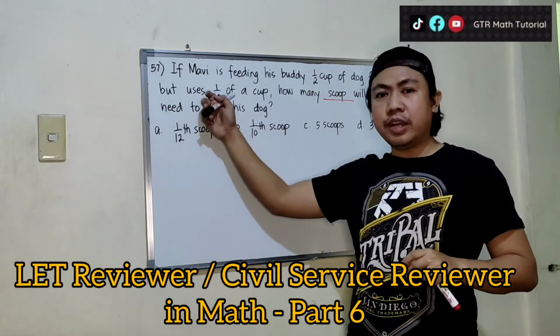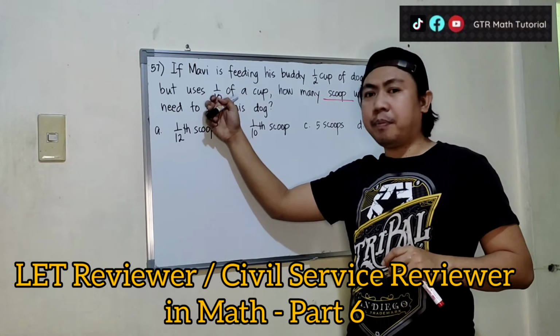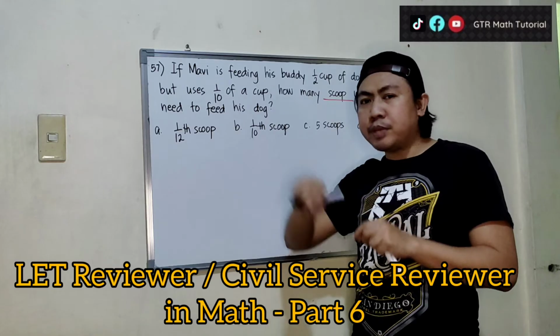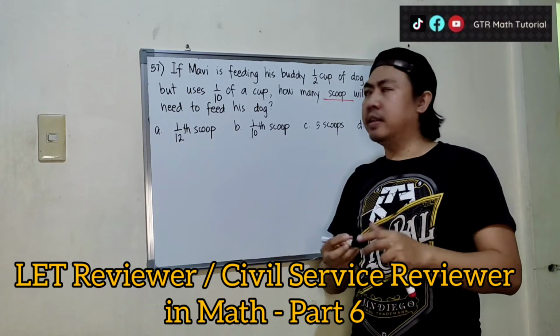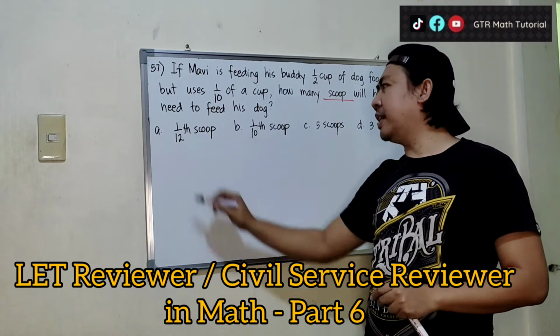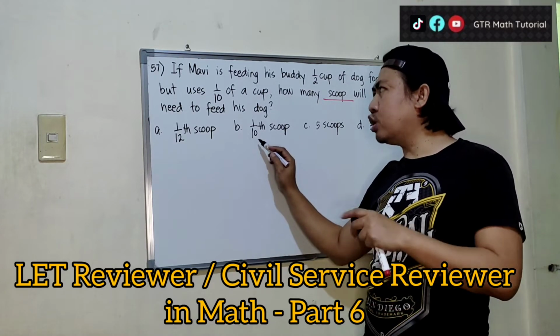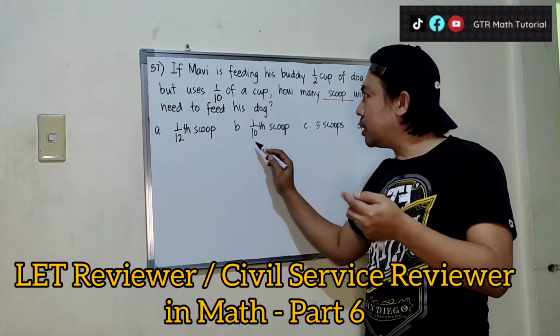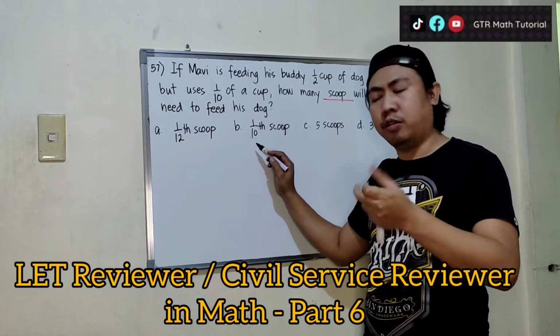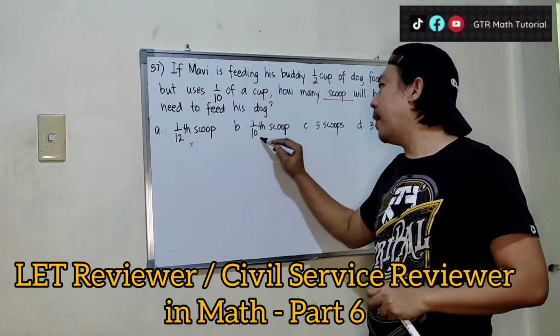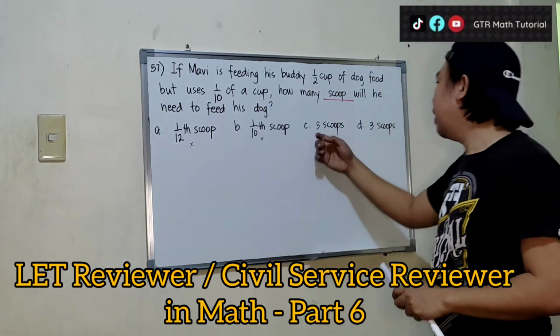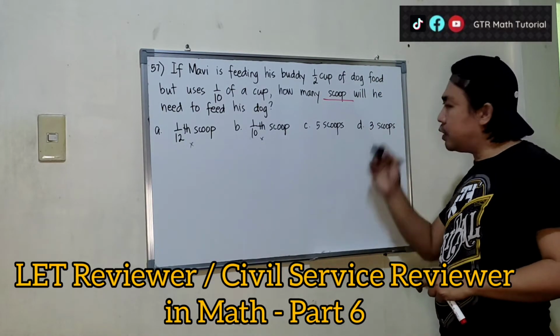Pag mas maliit yung ginamit niyang cup, edi syempre, yung number of scoops, mas marami dapat. Okay, so mas marami, so eliminated na itong letter A. Kasi 1/12 or 1/10 scoop, kung mas malaki yung gamit niyang cup or pang scoop, wala na itong dalawa. So ang choices na lang na matitira is 5 scoops or 3 scoops.